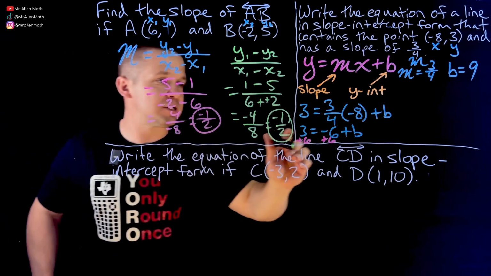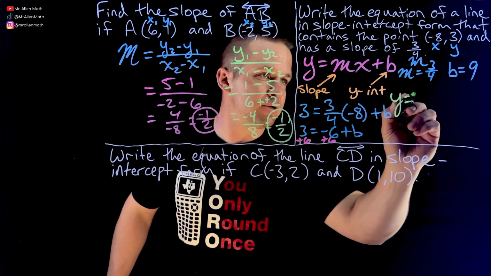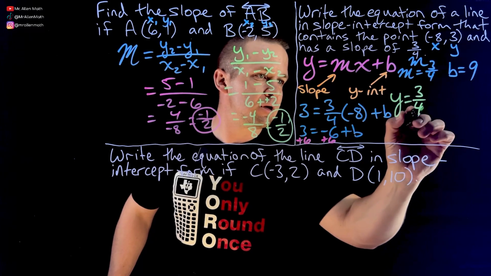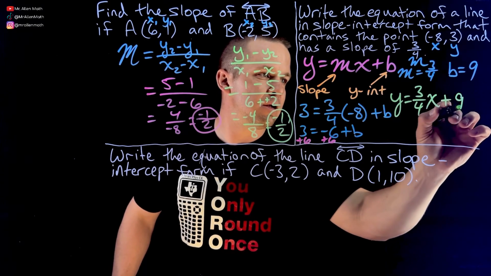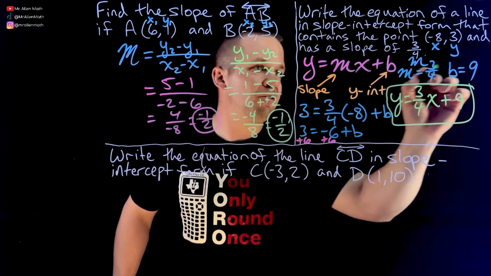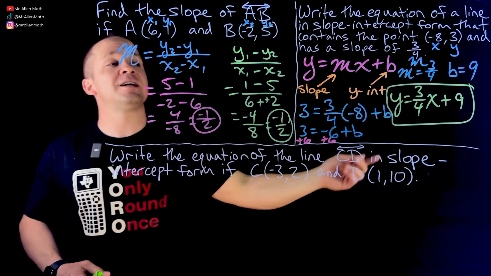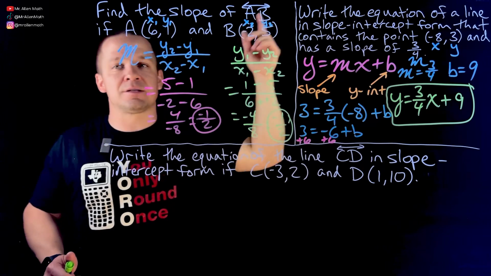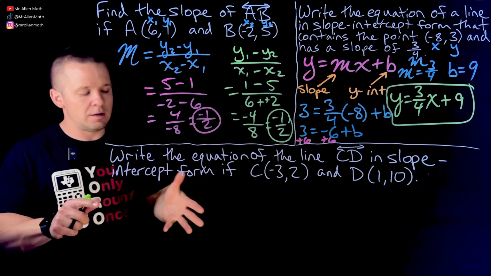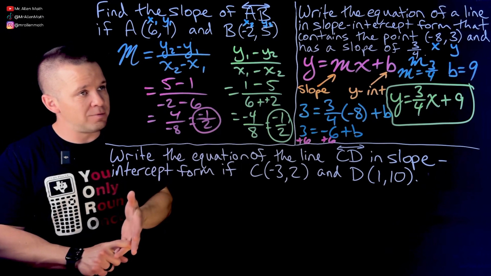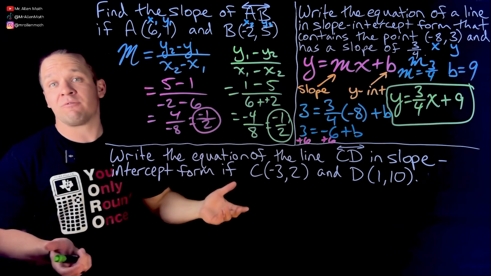So now what I'll do is I will write y equals my slope of 3/4, x plus 9. And that is my final answer here for the equation of a line in slope-intercept form that contains this point and has that slope. Boom. That's it. I need a point, I need a slope, and I can get my y-intercept from that information.